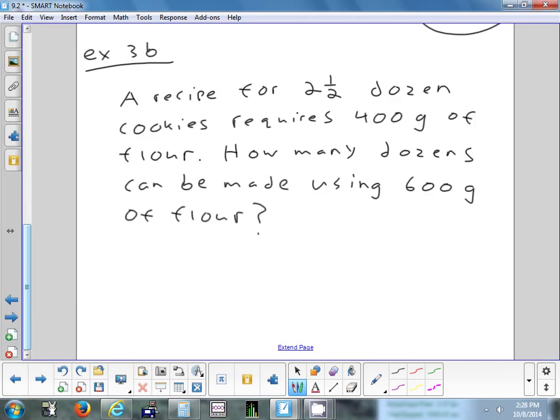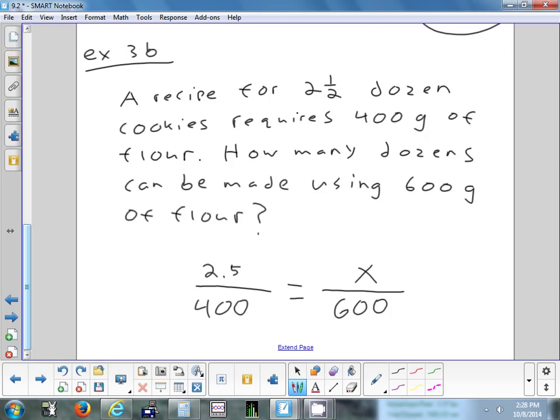So how could we set this one up? What could we do to set this one up? Isaiah? Yeah, you don't have to give me the answer. I just want to know how we set it up. 2.5, or 2.5 dozen, whatever you want to do. Okay, so 2.5 dozen, yep. And then 400 grams of flour, where does that go? The bottom. Good. Okay, so 2.5 dozen requires 400 grams. And then X or D, whatever. Yep, X dozen requires how much? 600. In this case, 600.